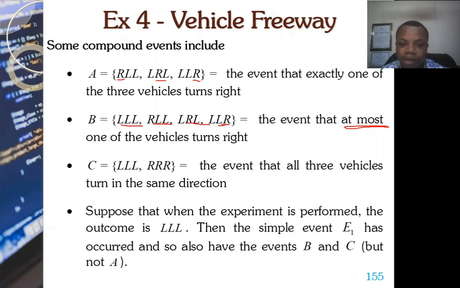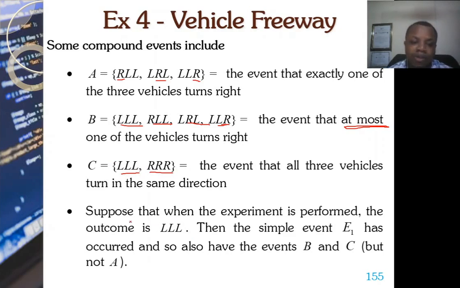Now let's look at another one, the event where all the three vehicles turn in the same direction. For that to happen, it means that all the three vehicles will have to go either left or all go right. And because there is more than one outcome, that also makes it a compound event.